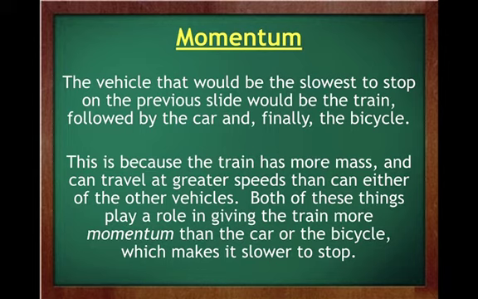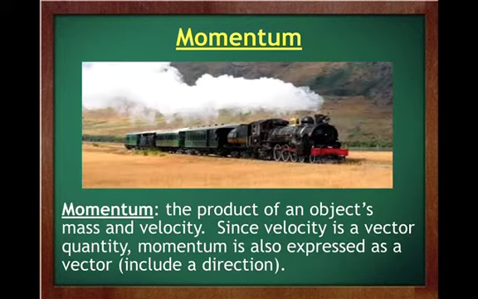So when it comes to momentum, both mass and speed, so velocity, combine to give you an object's momentum. By definition, momentum is the product of an object's mass and velocity. Since velocity is a vector quantity, momentum is also expressed as a vector, including direction.